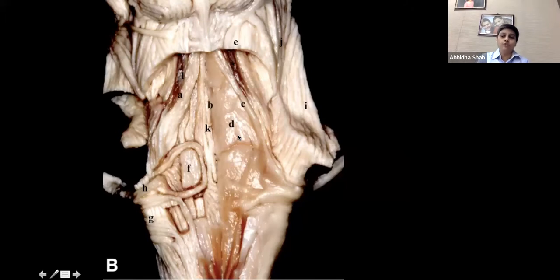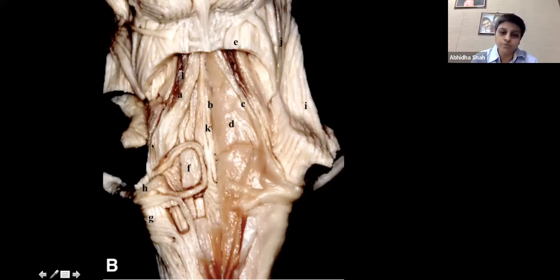Now the floor of the fourth ventricle can be divided into three parts: a superior part here that is triangular, an inferior part here that is again triangular, and an intermediate part here, which is a horizontal part present in the floor of the fourth ventricle. So how do you divide it? This is the midline sulcus in the brainstem. Next to it is the sulcus limitans laterally. So here this region is the medial eminence.